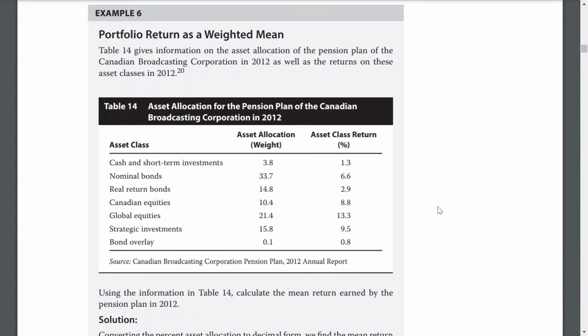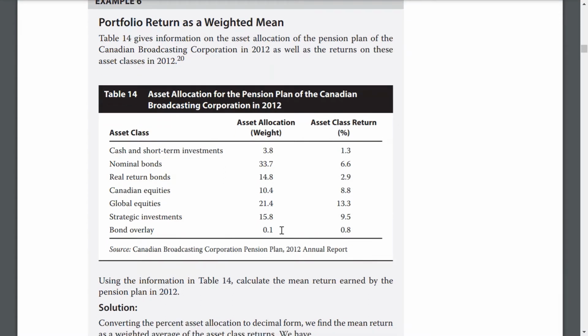Here's the asset allocation weight of percentage, I assume. Yes, in percentage, I think. And here's the asset class return.